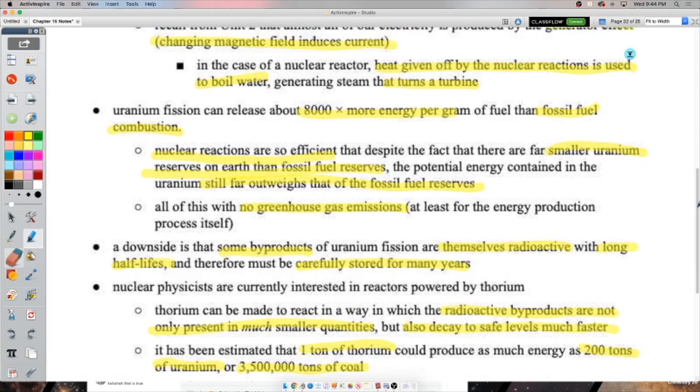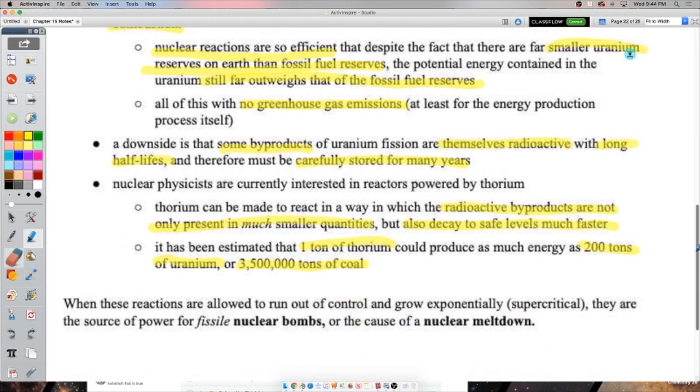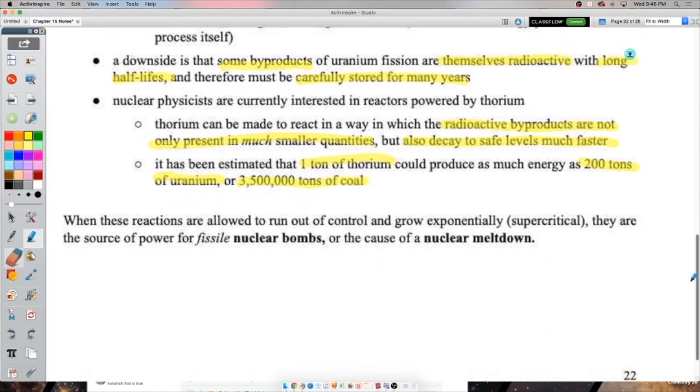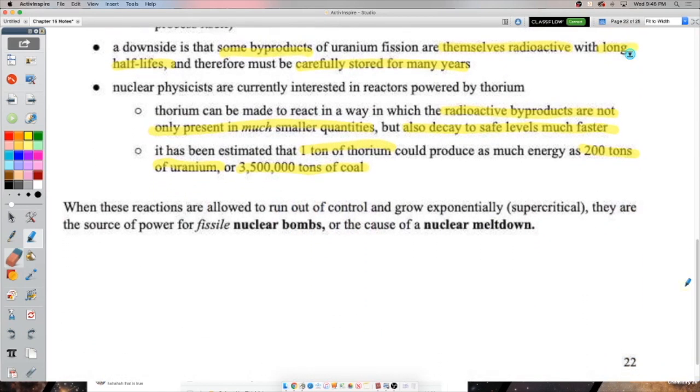So nuclear power involves chain reactions, yes, but controlled chain reactions where you use a neutron absorber to keep things critical, right? And if they start to go supercritical, bring it back down. If they go subcritical, well, let it grow a bit. Now, what about when it goes out of control? What if you allow it to grow exponentially? Well, then you've got the source of power for a fission nuclear bomb, right? You want a lot of energy produced very quickly, so initiate fission in a bunch of uranium and let it go. And you have a fission bomb.